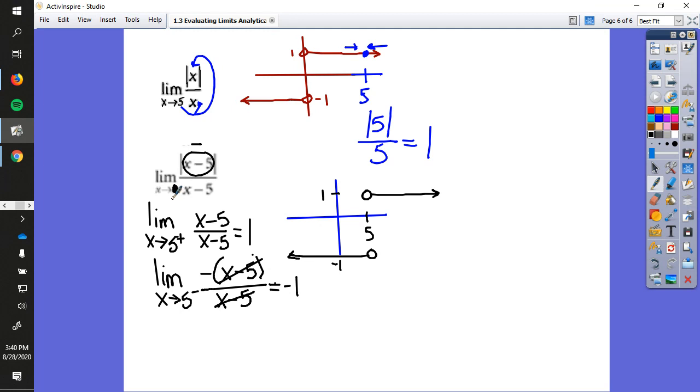So instead of 5, if I do 2, I end up getting the absolute value of -3 on the top over -3. And then what's the absolute value of -3? Well, that should be 3. And then I get -3 on the bottom. And then there we go, we get -1 as our answer. So direct substitution works. Okay, and that finishes off 1.3b. So that's our whole lesson on evaluating limits analytically.